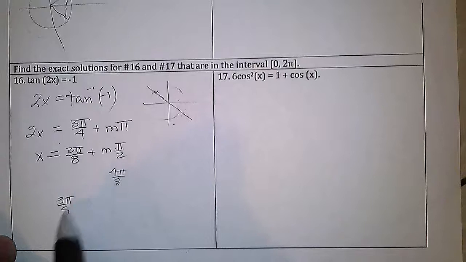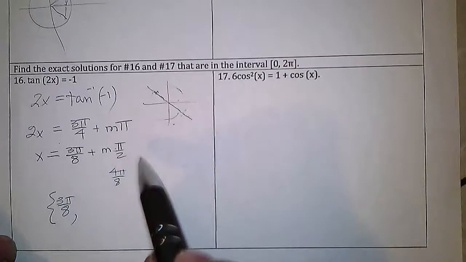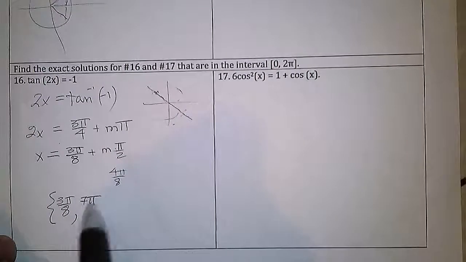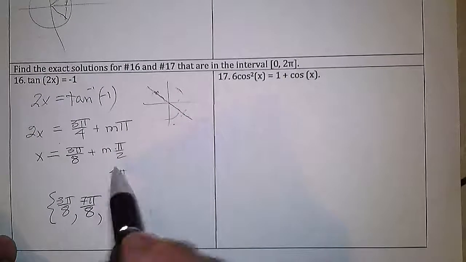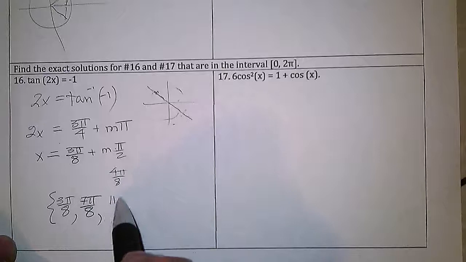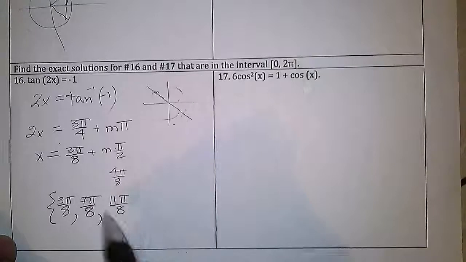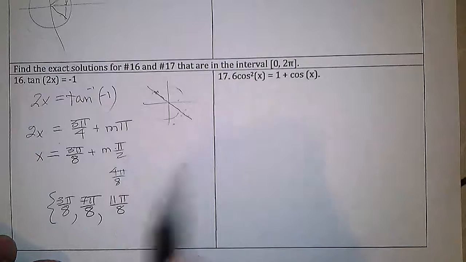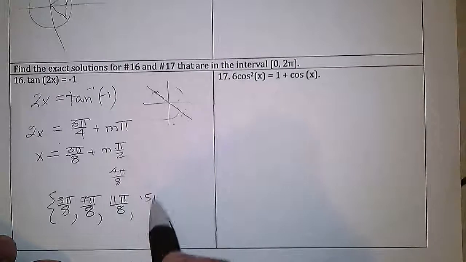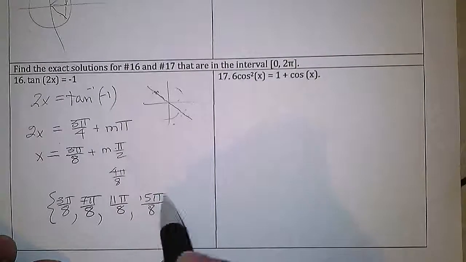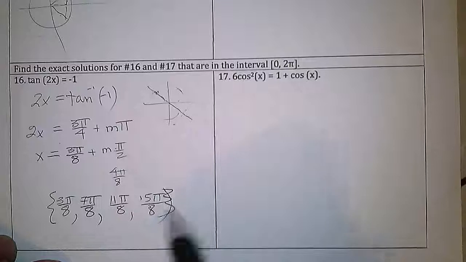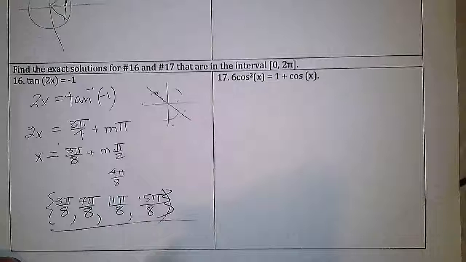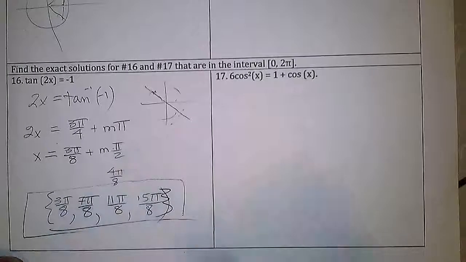3 pi/8. If I add 4/8 to this, I'd get 7 pi/8. If I add 4 more, I'd have 11 pi/8. And I still haven't reached 2 pi, which would be 16. If I add 4 more, I'd have 15 pi/8. If I added any more, I would go over 16 pi over 8. And so there are the 4 answers to this one.